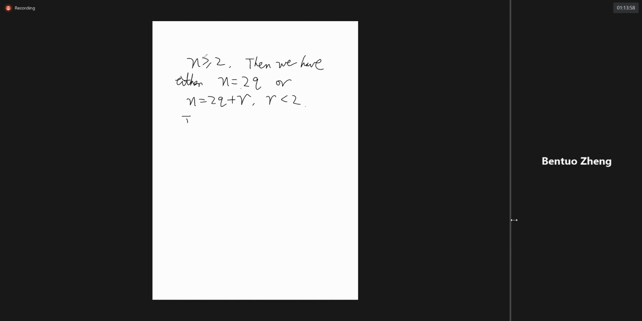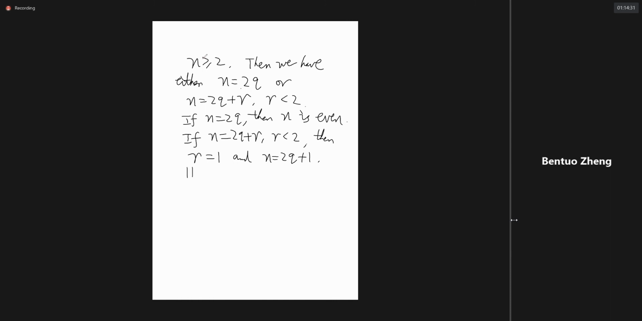So if n equals 2q, then n is even. If n is equal to 2q plus r with r less than 2, then since r is a natural number, r has to be equal to 1, and n is equal to 2q plus 1, hence n is odd.